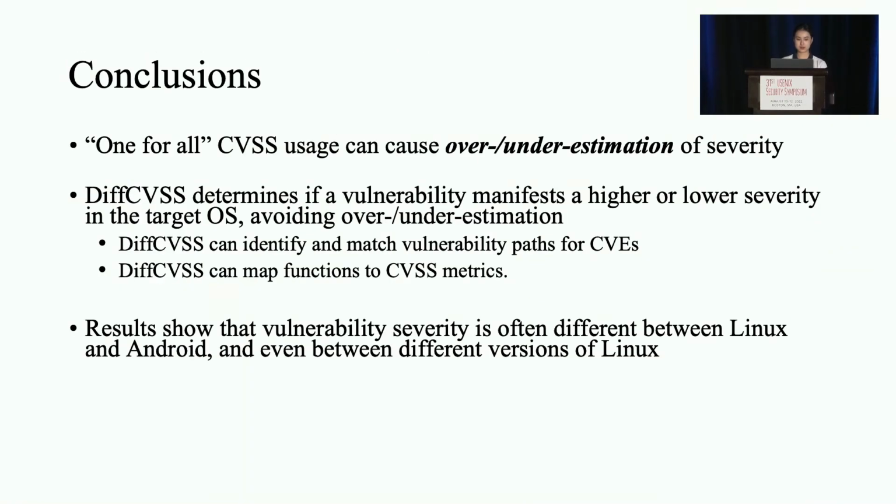Conclusions. So, one-for-all CVSS usage will cause critical issues, which will cause either over or underestimation of the severity. And our tool can determine if a vulnerability has a higher or lower severity in the targeted operating system and avoid the over and underestimation. And the results show that the majority of the vulnerabilities will have a different severity in the different operating systems, like Linux and Android, and even within the different versions of Linux. The details of the results are in the paper. If you are interested, you can check the results.